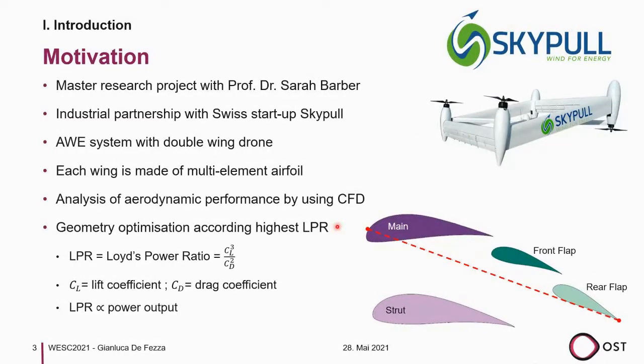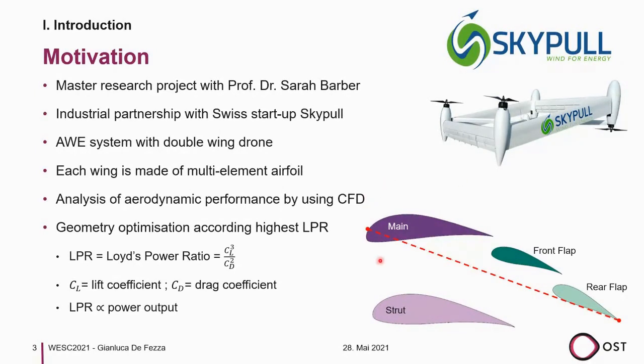The motivation was a master research project in collaboration with the Swiss startup Skypool. Professor Dr. Sarah Barber was the supervisor of this project. The drone, which is visible here, consists of a double wing design to maximize lift with reduced wingspan. Additionally, each wing is made of a multi-element airfoil that maximizes lift and minimizes drag for best flying condition efficiency.